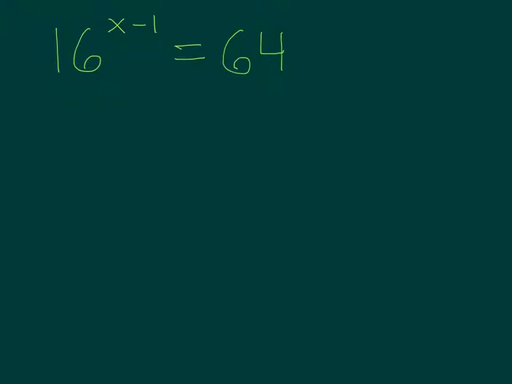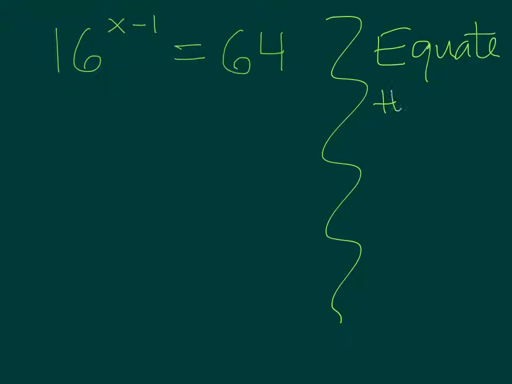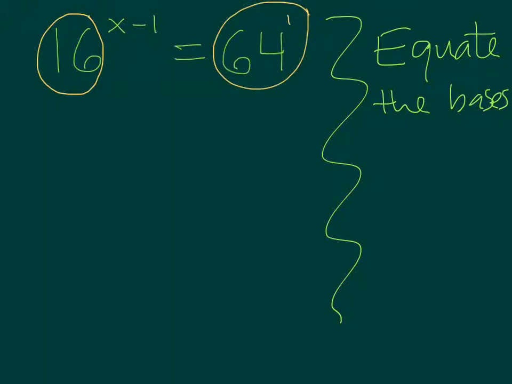Okay, we have 16 raised to the x minus 1 is equal to 64. I could tackle this problem in a few ways, but the one way I want to try is to equate the bases. On the left side I have base 16, and on the right side, I have base 64. My goal is to write the bases so they are the same.